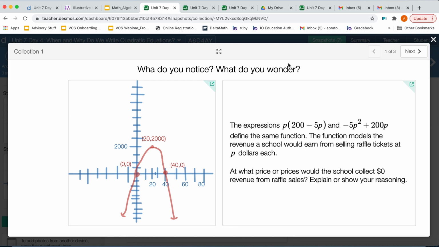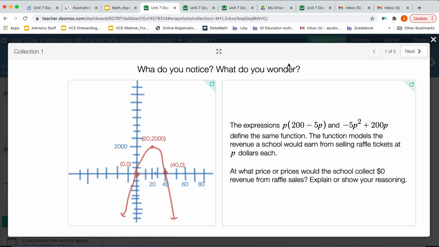However, you can also ask follow-up questions to push for that deeper understanding. So in this situation, students might start saying, I noticed this student used a graph. I noticed that the x-intercepts are the solutions, the two prices when the school would collect $0 from revenue sales. Why does that make sense is a question you could eventually ask. It makes sense because, right, if I charge $0, I'm not going to make any money. What about $40? Why aren't they making any money? Well, maybe people are choosing not to buy it because it's too expensive.